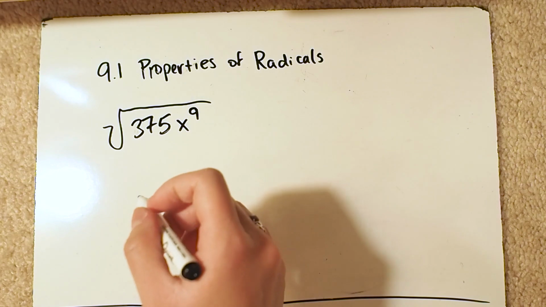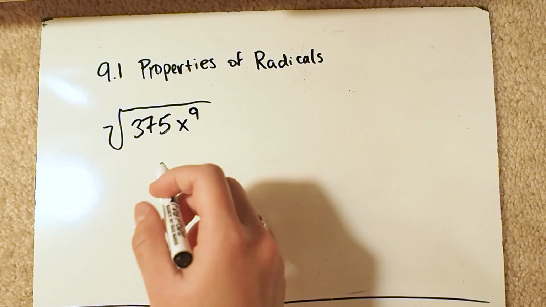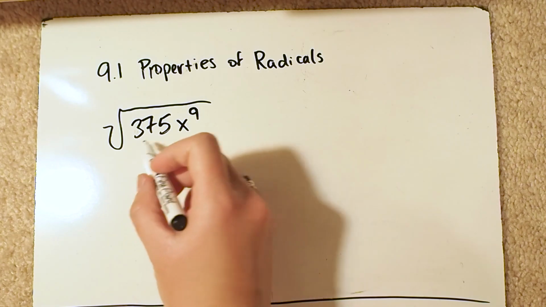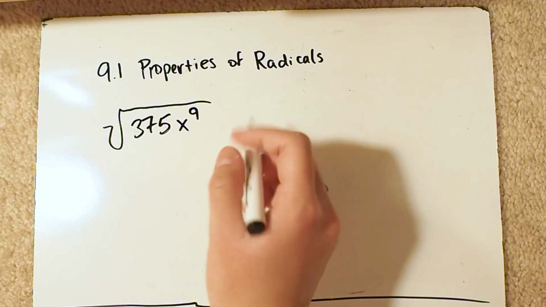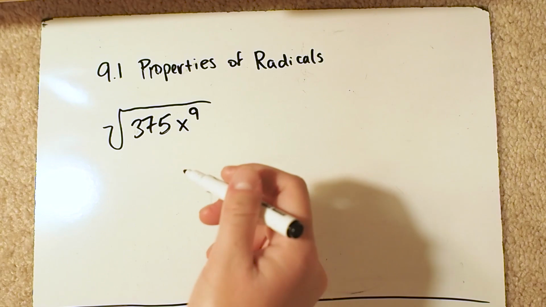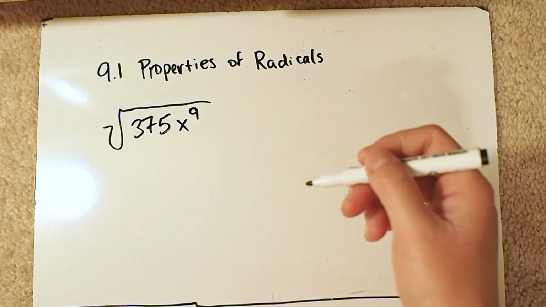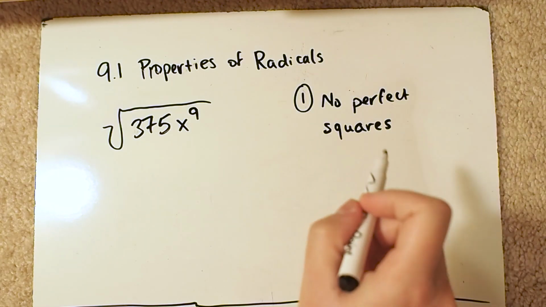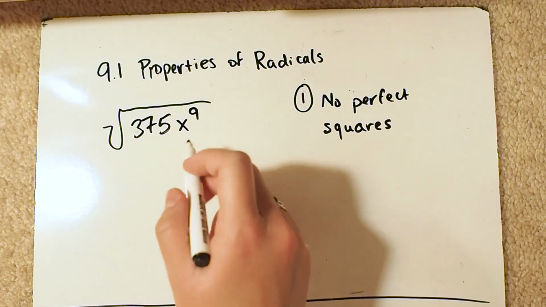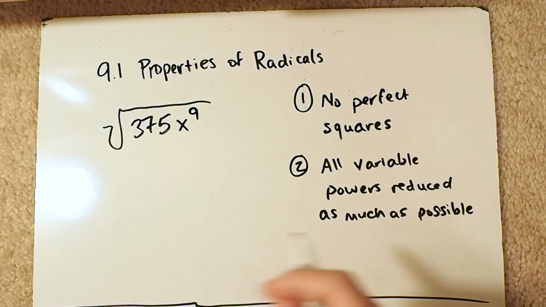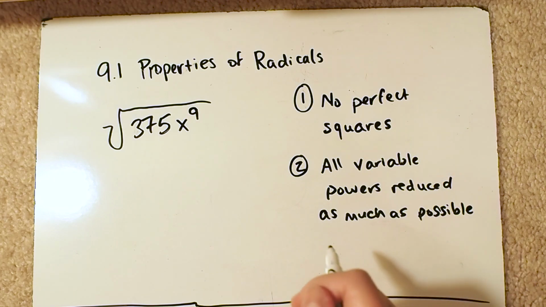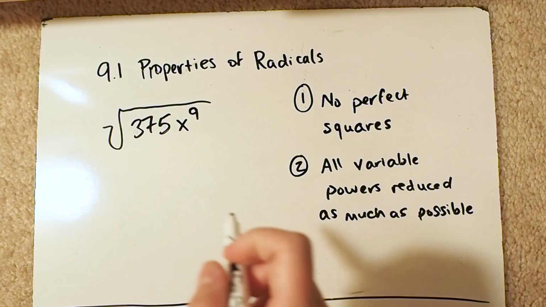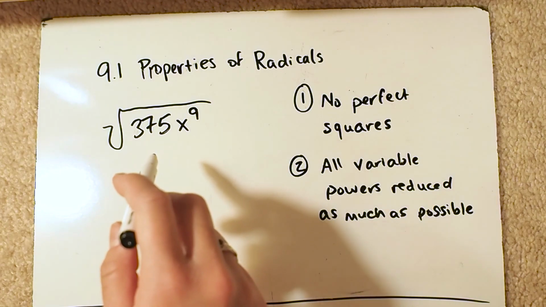So let's talk about simplifying radical expressions entirely. Let's look at this one. We have 375 times x to the 9th, all being square rooted. When we talk about simplifying a radical expression, what we want are a couple of things. One, there are no perfect squares inside the radical expression. And two, all variable powers are reduced as much as possible. Let's talk about what that means. Go ahead and take a moment, pause the video if you need to copy this down, and then I'm going to go ahead and do this problem and walk you through it.